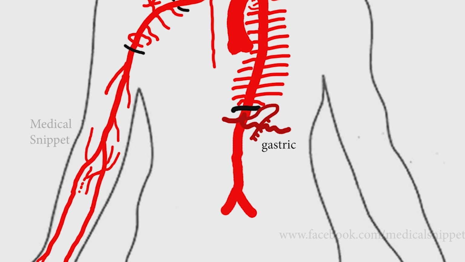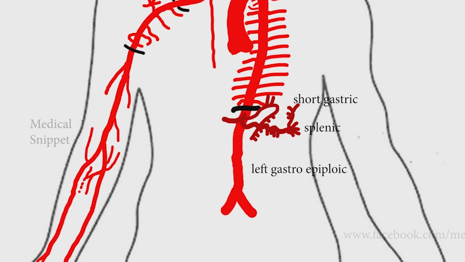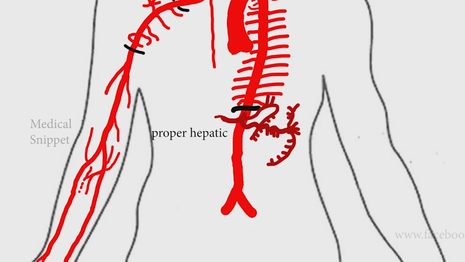Left gastric artery gives gastric and esophageal branches. Splenic artery gives pancreatic, splenic, short gastric, and left gastroepiploic arteries. Common hepatic artery branches into proper hepatic artery, gastroduodenal, and right gastric arteries. Proper hepatic artery divides into left and right hepatic arteries.